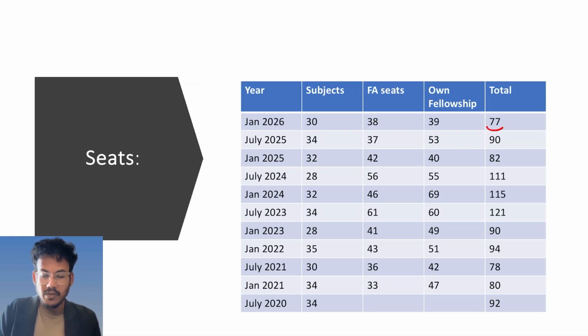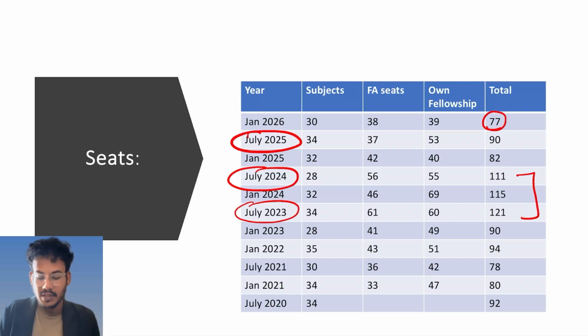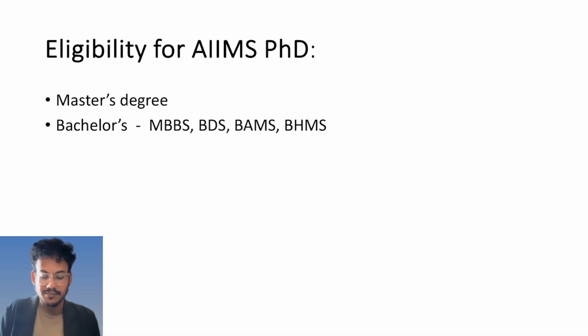So this time around there are a total of 77 seats, but there was a time when they used to have more than 100 seats. And if you see here, generally the July sessions tend to have more seats than the January session. So most of the time the July session has more seats. So if you are not able to prepare this time, you can also prepare for the July session. But do apply for this one also.